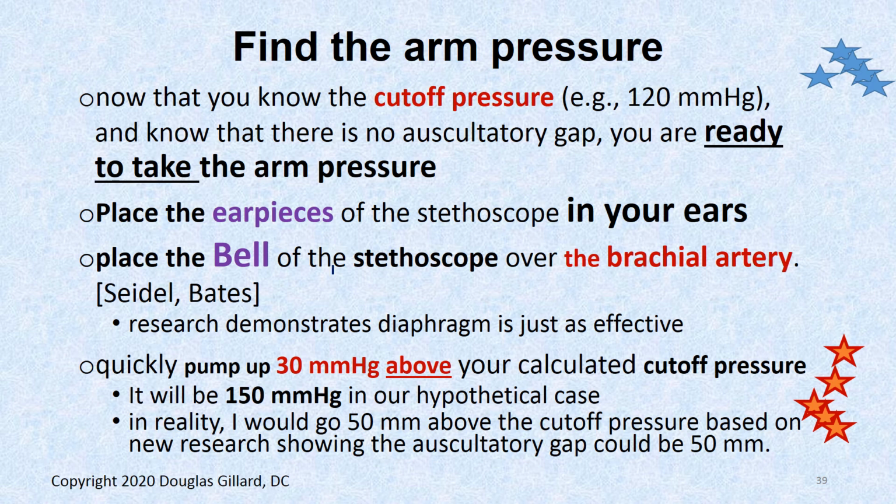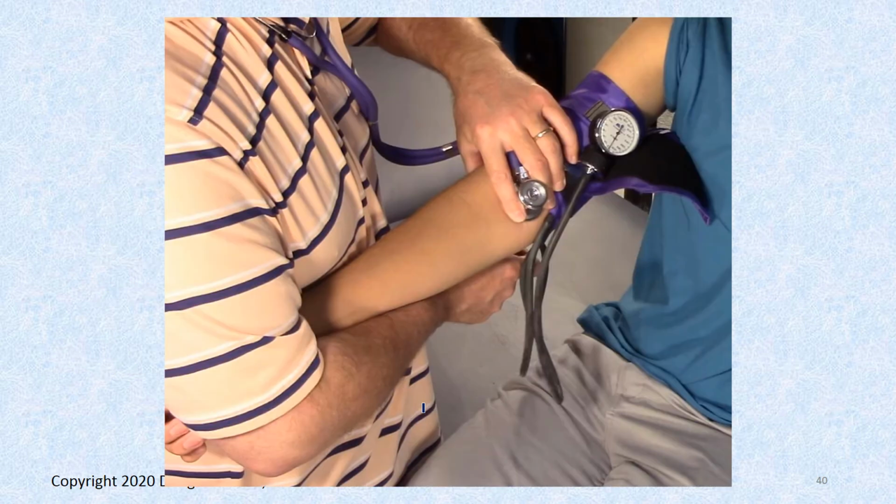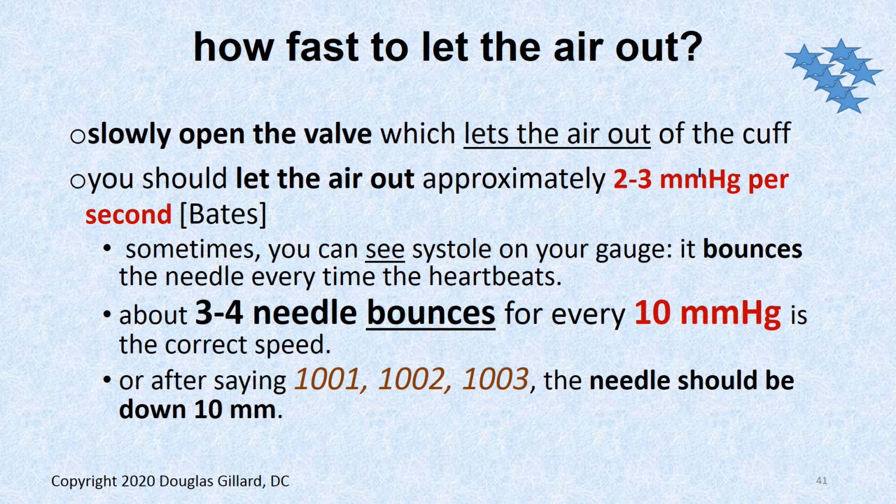Put the earpieces in. Put the bell of the stethoscope on the brachial artery, Seidel and Bates. Research shows there's no difference, but if you want to be specific about this, use the bell. Quickly pump up. Now there's no poking, you're not taking any pulses, you're just taking the blood pressure. So you pump up to 150 and then let the pressure out. How fast do you let the pressure out? 2 to 3 millimeters per second.